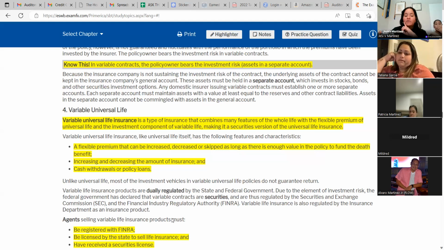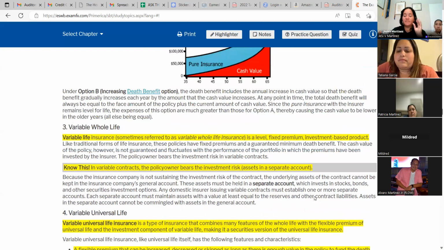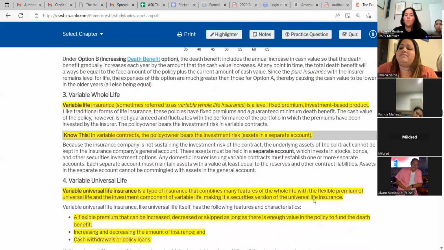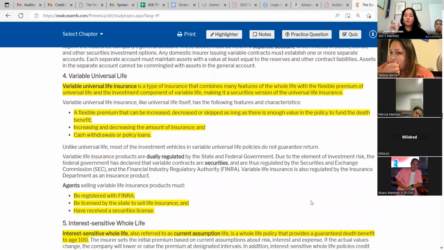So now difference, unlike universal life, most of the investment vehicles in variable universal life policies do not guarantee return. Right? So what we saw in the universal lives on top, remember they said, hey, we give you 4%, or if the market is higher. So you have a guaranteed return on your money, right? When you now combine the word universal with variable, now that guarantee is no longer there. It's not a guarantee that you're going to make an interest or you're going to make money on that investment.